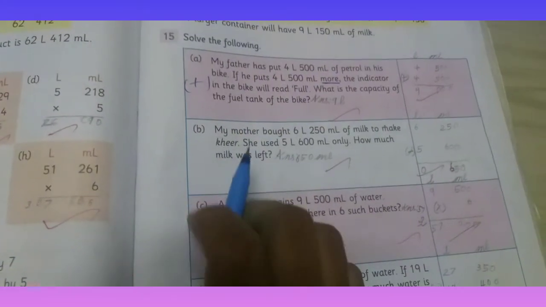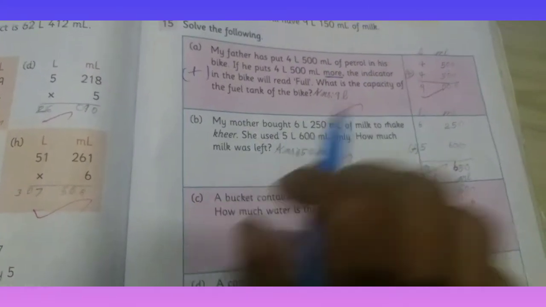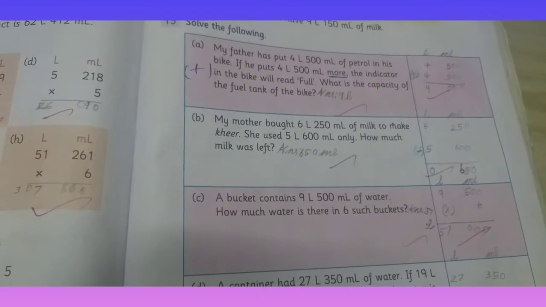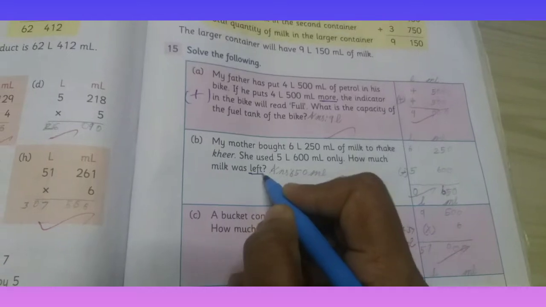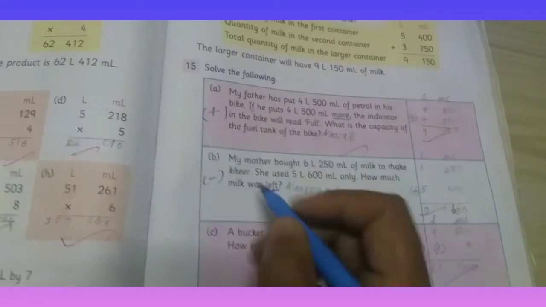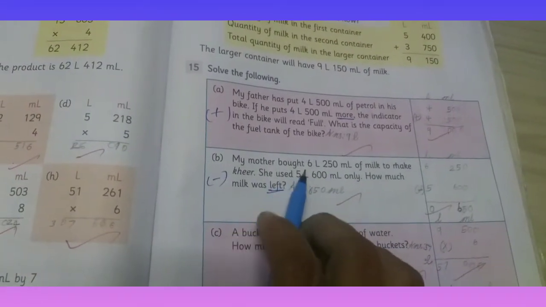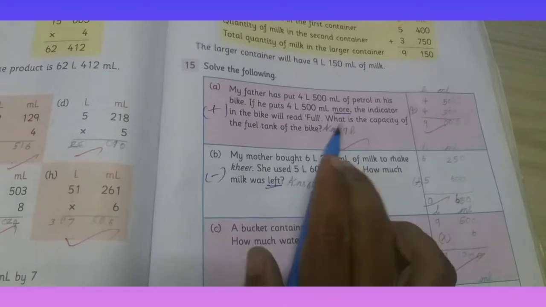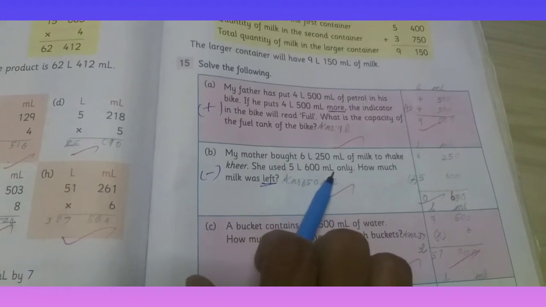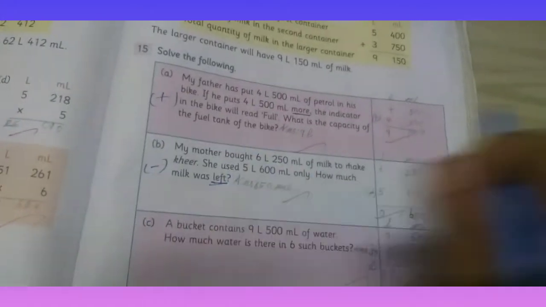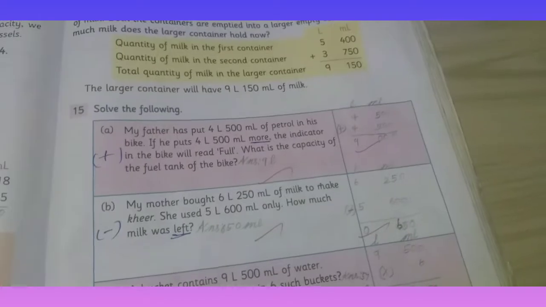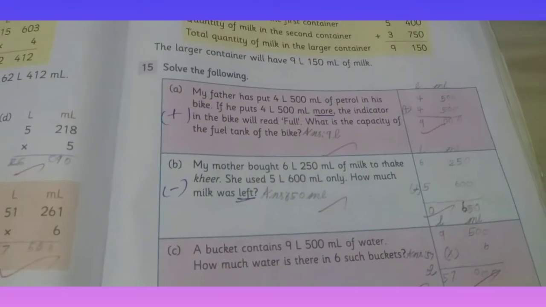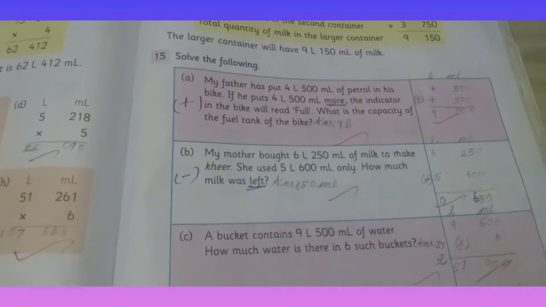Okay. And the next one, my mother bought. Here one keyword is there. What is that keyword? Yes, left, isn't it? So this is minus sum. So left is there. And you should write from 6 liter and 250 milliliter above and below 5 liter 600 milliliter. Okay students. And you must write the starting word of each heading, capacity. Don't forget in liter and milliliter, capacity.